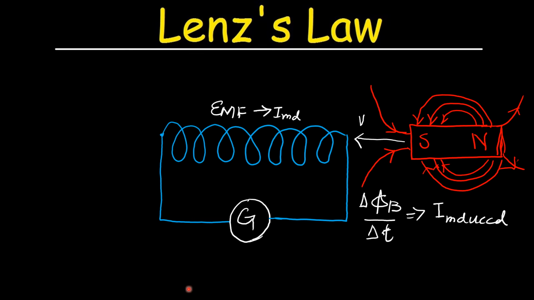Whenever a magnet moves toward the conductor or toward the conducting coil, there will be a generation of an induced current, and the direction of the induced current will be clockwise. So we can represent the direction of the current, clockwise, like this.